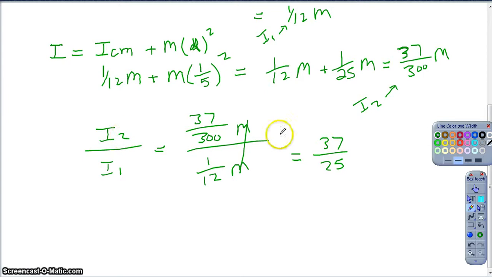Right, so 37 to 25. The second moment of inertia has 37 parts, the first one has 25 parts. Obviously, you could simplify that a little bit more if you wanted to. I think that ends up being pretty close to 1.5, right? 1.49 or 1.5-ish. But anyway, it gives us the proportion, the ratio between the second moment of inertia and the first one, which ends up being about 1.5.